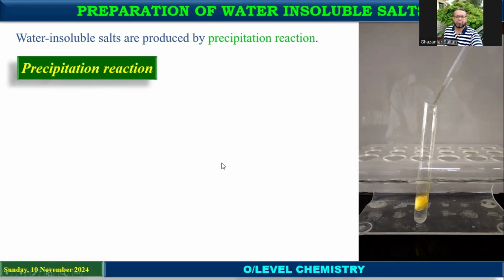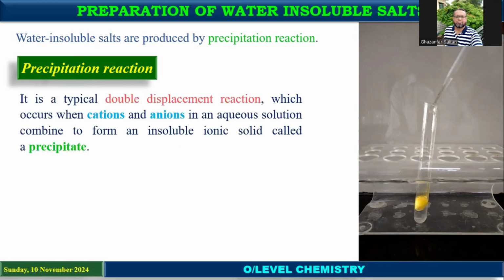So what are precipitates and what is the precipitation reaction? See, it is a typical double displacement reaction. What is meant by double displacement? I will show in the next slide. It occurs when cations and anions in an aqueous solution combine to form an insoluble ionic solid, and that insoluble ionic solid is called a precipitate.